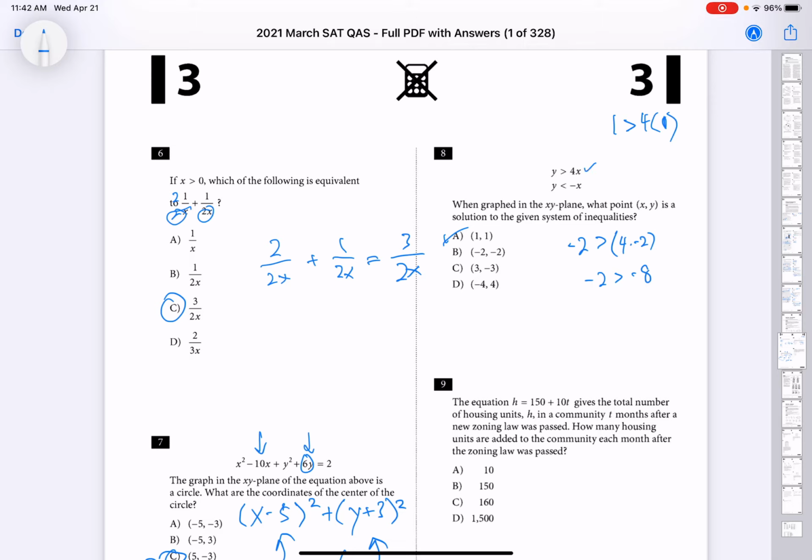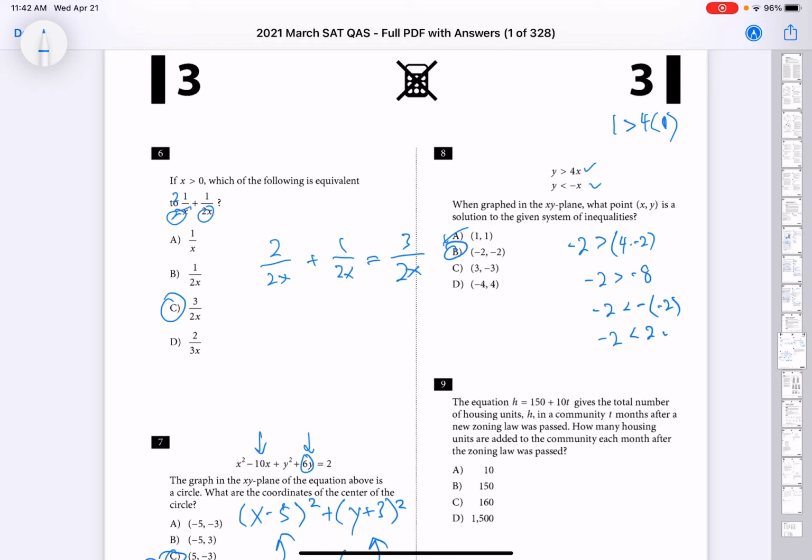And then I'm also going to test out the other answer here. So it would be negative 2 is less than negative of negative 2. Negative 2 is less than positive 2, which also checks out. So luckily enough, 8 is answer choice B.